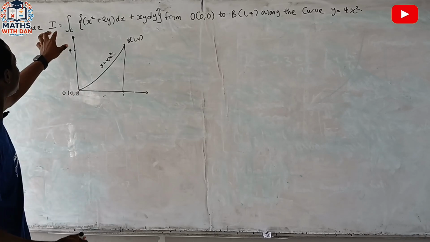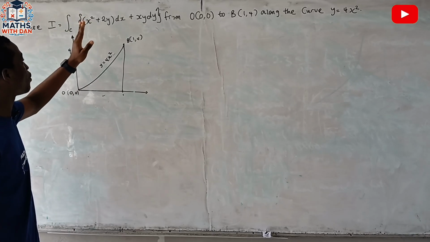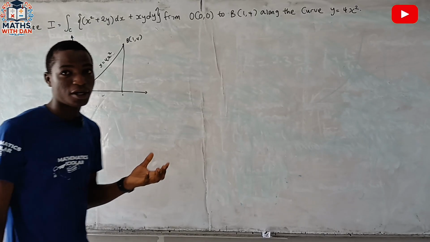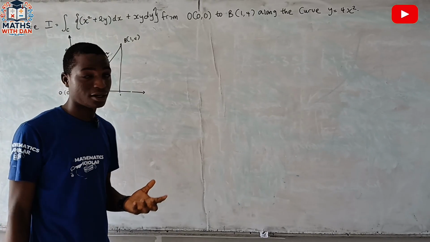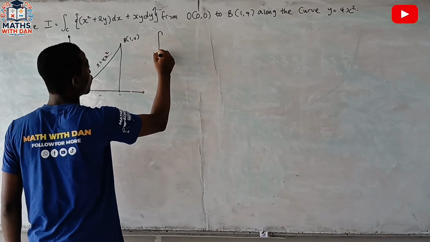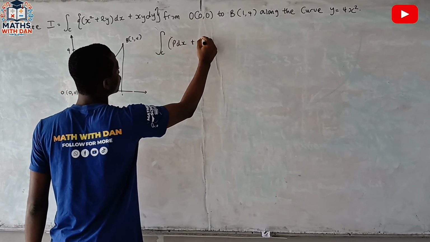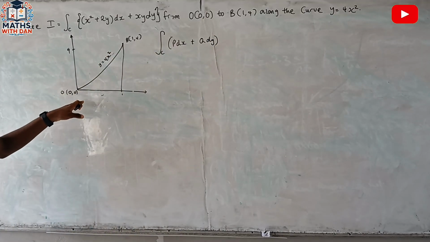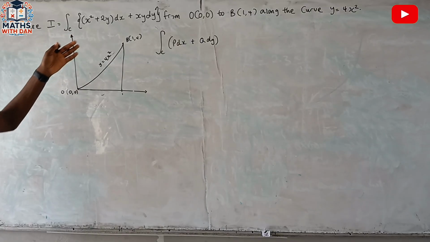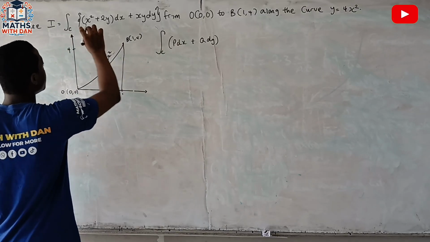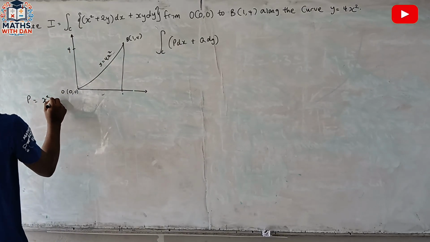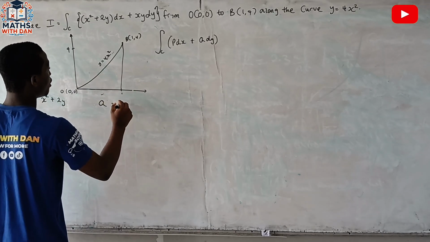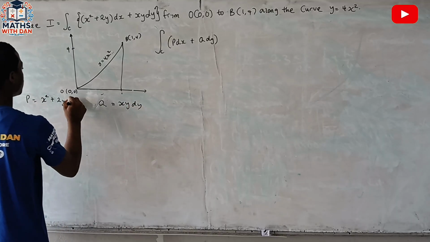So we are evaluating I, the integral of (x squared + 2y) dx + xy dy. To approach this, we are going to use the properties of line integral, which states that the integral of P dx plus Q dy is an integral along the line. So we are asked to find this integral. If you are to evaluate it, the value for P is x squared plus 2y. Then the value for Q is xy.